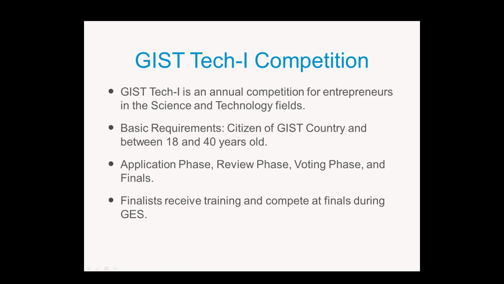The basic requirements are that you're a citizen of a JIST country, and that you're between the ages of 18 and 40 years old. There are a bit more requirements to be a part of the competition, and if you're interested in learning the full eligibility requirements, please go to justnetwork.org and access the program announcement, which is in the Tech Eye pages, for more information. Additionally, if you have any questions on whether you are eligible, go ahead and email us. Our email is at the end of this presentation, and feel free to ask us any questions about eligibility.